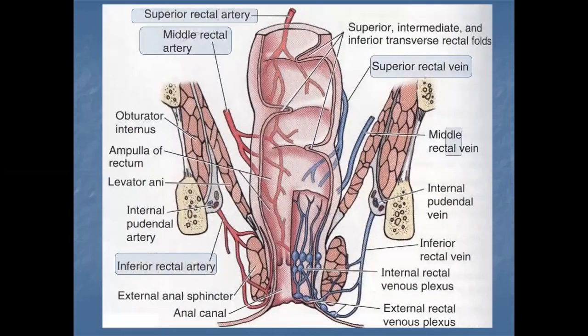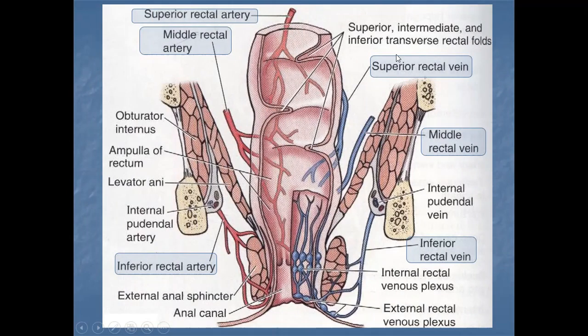So here you can see the superior rectal artery, this is the middle rectal artery, and this is the inferior rectal artery. On one side they have shown the arteries, and on the left side they have shown the veins, but it is present on both sides. For simplification, they have shown arteries on one side and veins on the other. Here you can see the superior rectal vein, middle rectal vein, and inferior rectal vein.